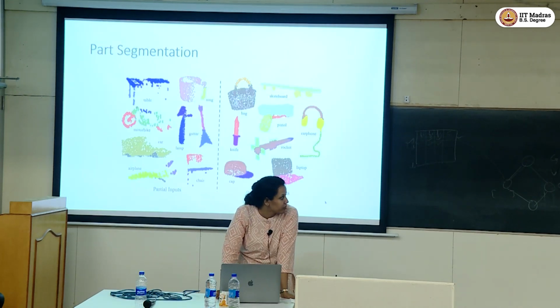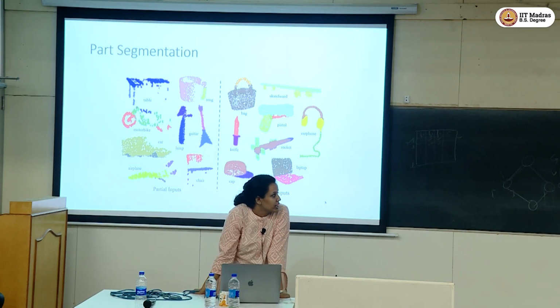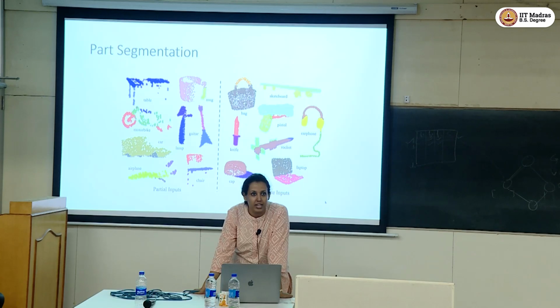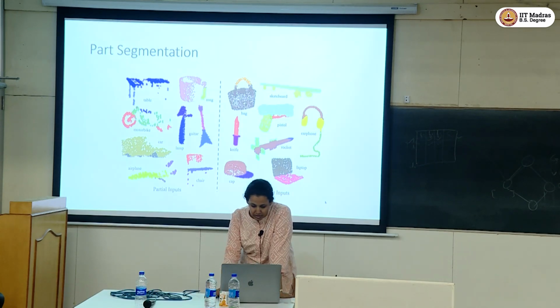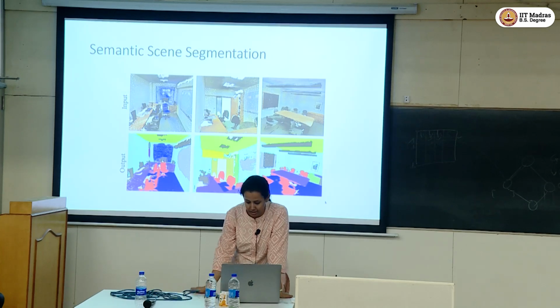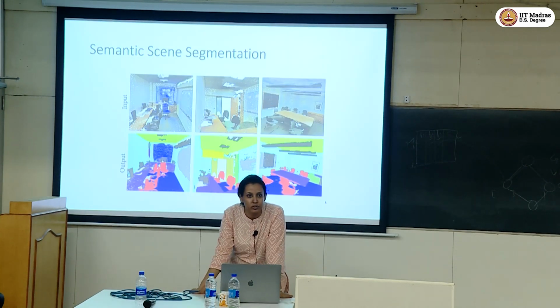These are some results from that paper. Part segmentation: if you see, the data set is very difficult. Here on the left side, the data is incomplete. There are some holes, noise, right? So it's not very easy to work with such data. These are semantic segmentation, a bit harder than single object. This is a single object data set, but this is a scene data set. So scene data sets are more complex, right?